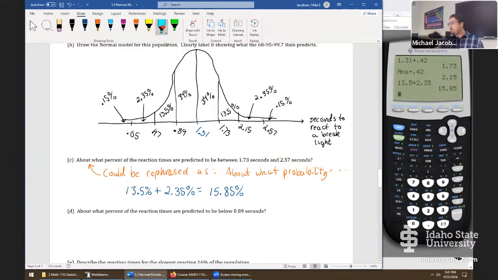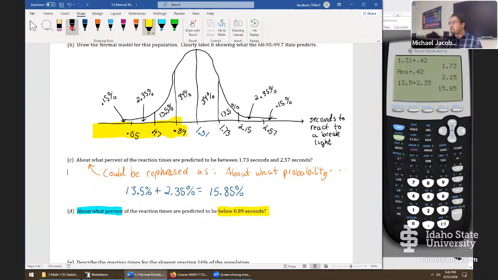Next question asks about what percent, so we're describing percentages of before, of the reaction times are predicted to be below 0.89 seconds. So we have a direction here, might as well highlight that. But part C and part D, the way we grab the percentages are actually a little bit different. This is below 0.89, but then there's no stopping. Starts here, we move off to the left, going this way, and to the left forever, even though values don't make sense when they're negative.